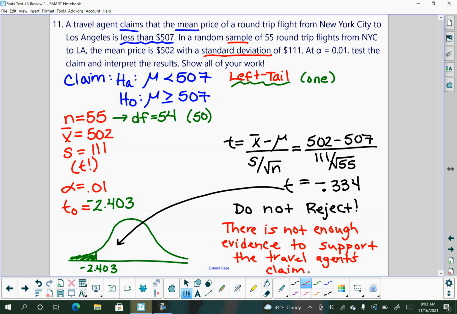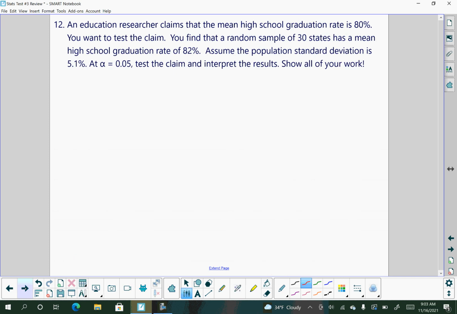Okay. All right, and we've got one more problem. Our hypothesis test, we did a Z, we did a T, and now let's do a P, a proportion hypothesis test. This one says, an education researcher claims that the mean high school graduation rate is 80%. You want to test this claim. You find that the random sample of 30 states has a mean high school graduation rate of 82%. Assume the population standard deviation is 5.1%. At a level of significance of 0.05, test the claim and interpret the results. Show all of your work.